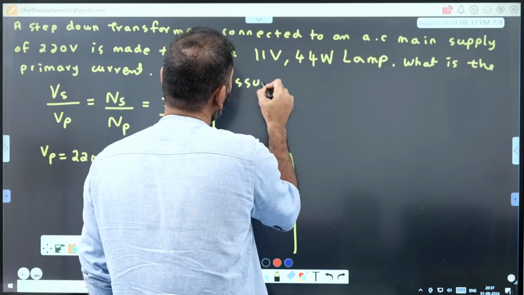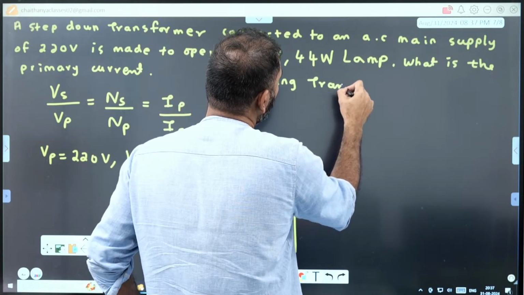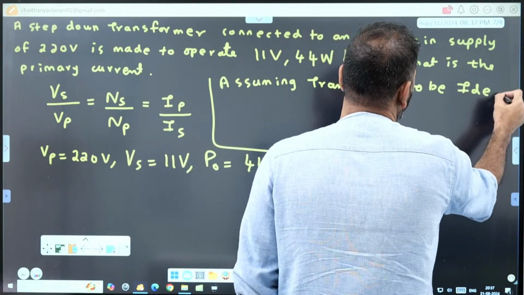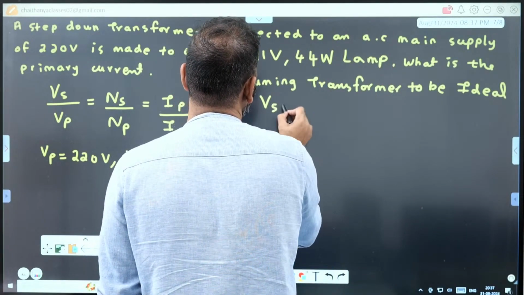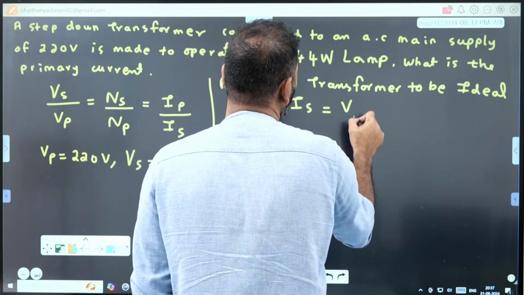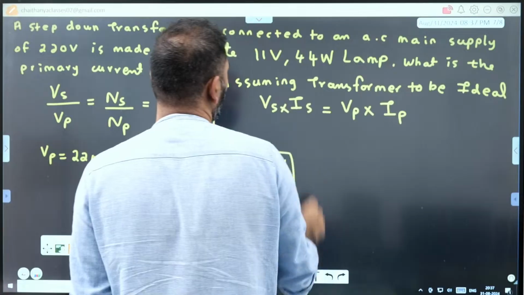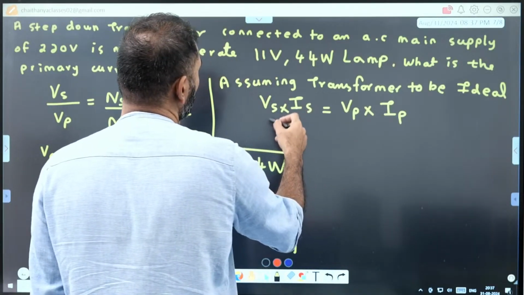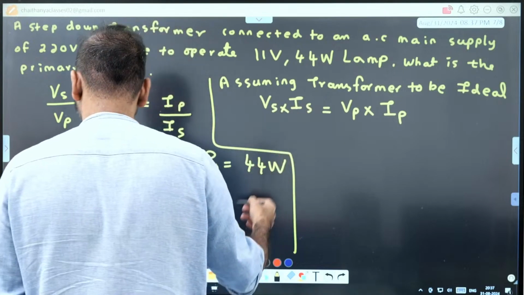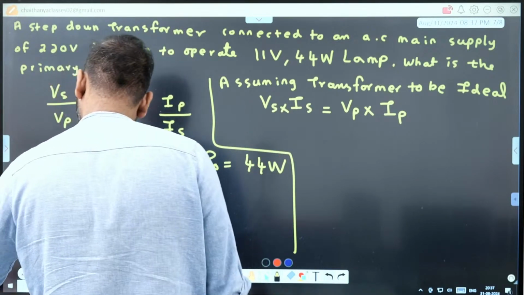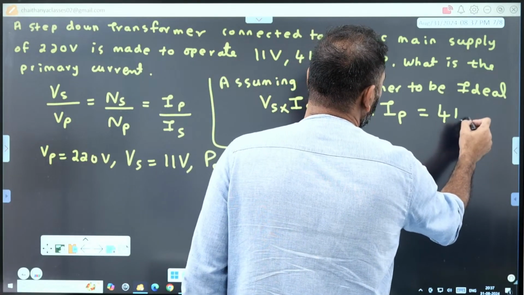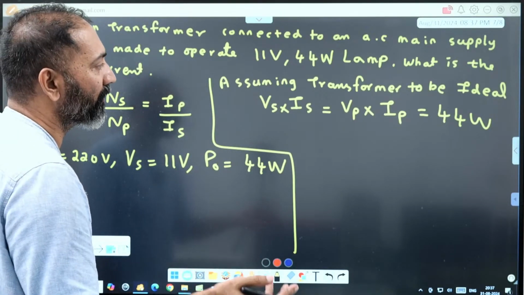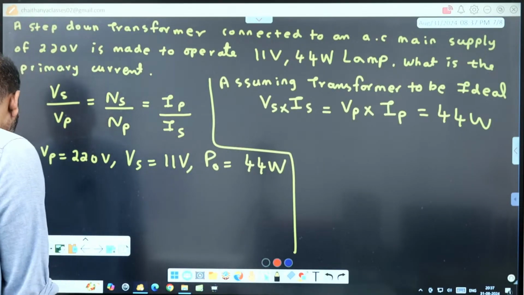Now, in this problem, we will assume the transformer to be ideal. So Vs into Is is equal to Vp into Ip. Here P stands for primary. Output power is 44 watt. So input power also has to be 44 watt, because we know that the input power equals output power. That is the reason why a transformer does not violate the law of conservation of energy.